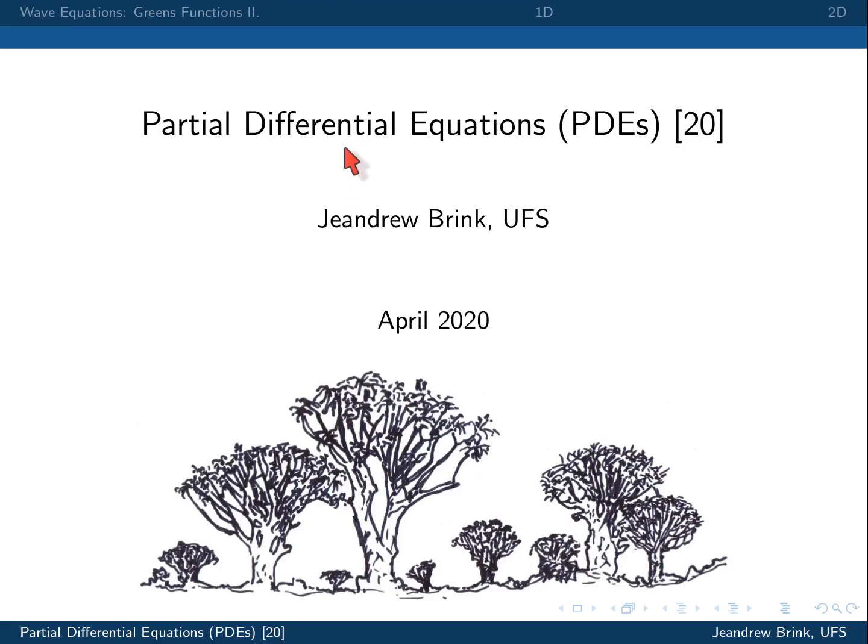Welcome to Partial Differential Equations, Lecture 20. We'll be continuing by looking at Green's functions for the wave equation in the 1 and 2 dimensional cases.